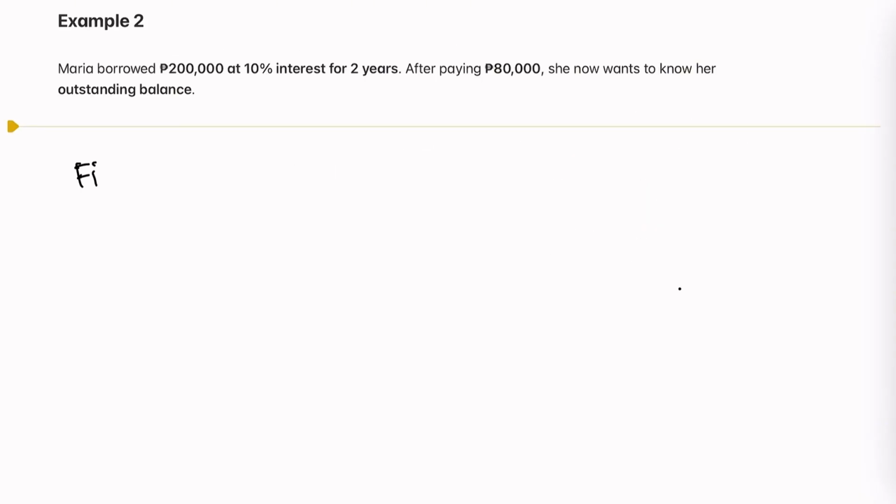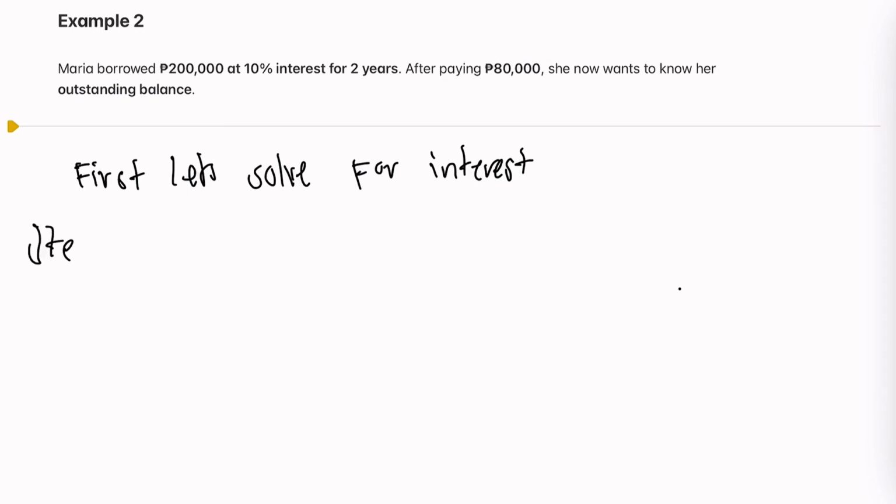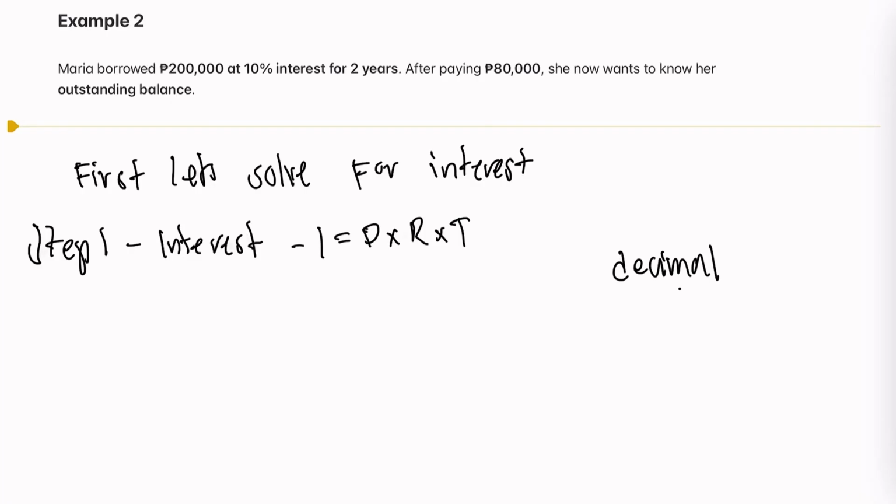Now, moving on to our example number 2. Maria borrowed 200,000 at 10% interest for 2 years. After paying 80,000, she now wants to know her outstanding balance. So first, let's solve for the interest. Same process as the example I gave. So for step 1, let's find the interest. To find the interest, we need the formula I equals P times R times T.